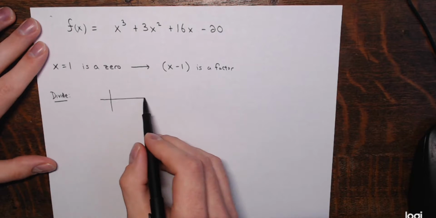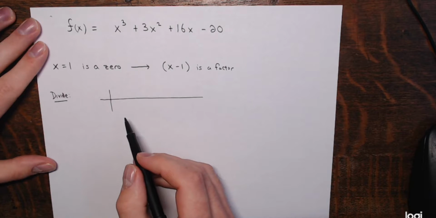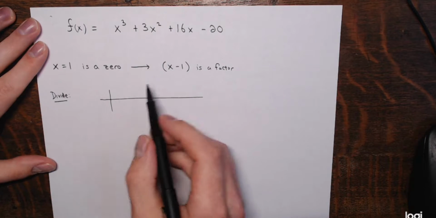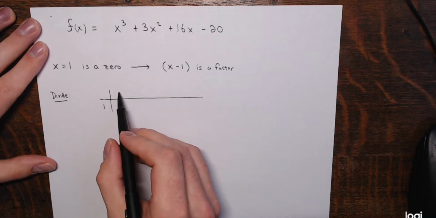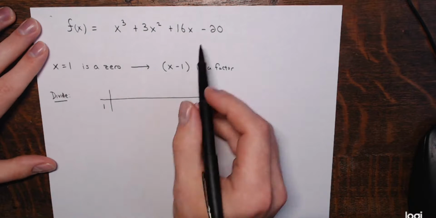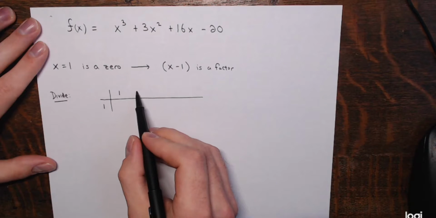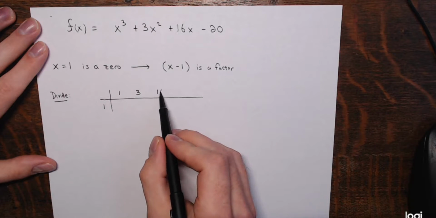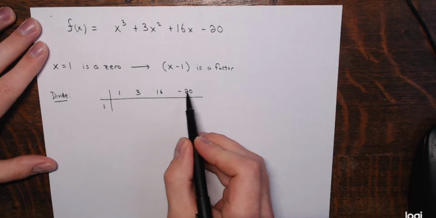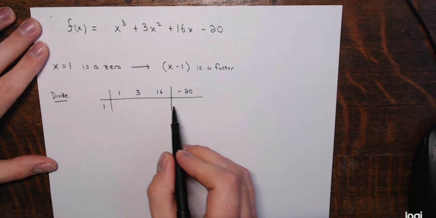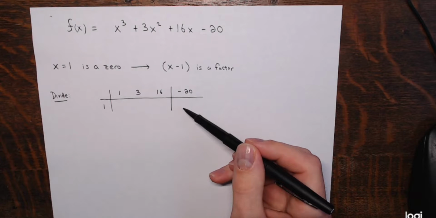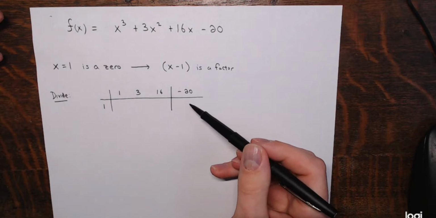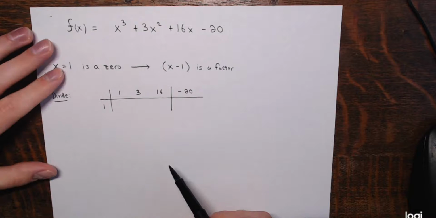So I can do synthetic division, and I'm going to do it the same way I've been doing in all these other videos. 1 is a 0, so I put 1 here in the lower left corner. Up top, the coefficients of the polynomial: 1 for x cubed, 3 for x squared, 16 for x to the first, and negative 20 for the constant term, then a bar separating the quotient from the remainder. And again, the remainder had better be 0 if x minus 1 truly is a factor.